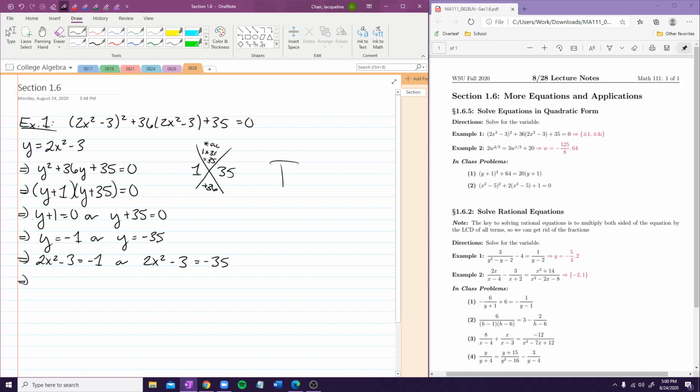So now let's solve. Focusing on this first equation, I'm going to add 3 to both sides, so I get 2x squared is equal to 2. Divide both sides by 2, I get x squared is equal to 1. And then when I use the square root property, I get x is equal to plus or minus the square root of 1. But what is the square root of 1? It is 1. So I get x is equal to plus or minus 1.